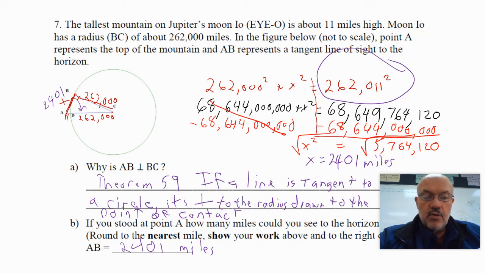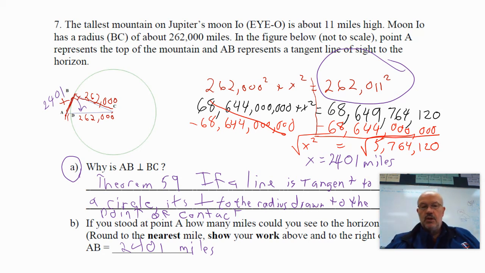So we knew part A, that's why we knew that was perpendicular, and therefore a right triangle. Part B, we just did the calculations, and we got it. All right, and that's question 7.